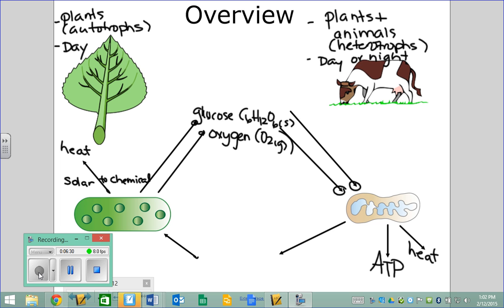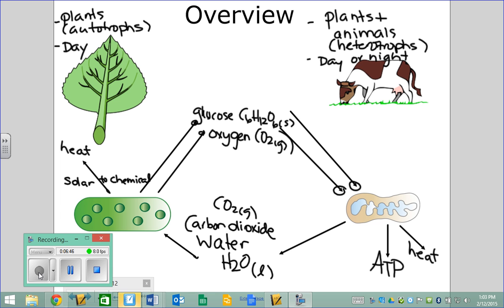The other two substances over here are carbon dioxide, which most people are familiar with. It's CO2 gas, and water, H2O liquid. Now I just want to point out the fact that water is liquid here.